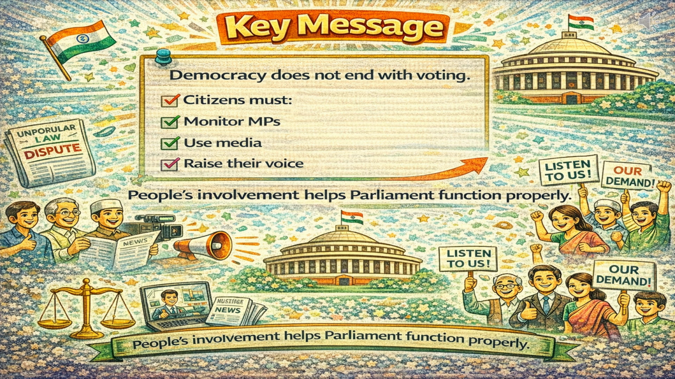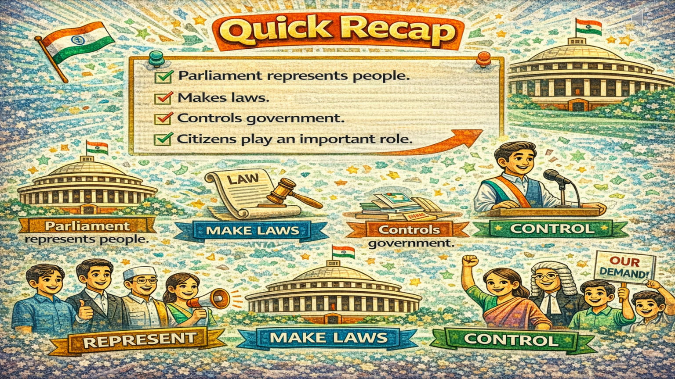So what is the key message? Democracy does not end with voting. Citizens must monitor MPs, use media, and raise their voice. Active people make Parliament function properly. Let us quickly revise. Parliament represents people, makes laws, controls government, and remember, citizens play an important role throughout.